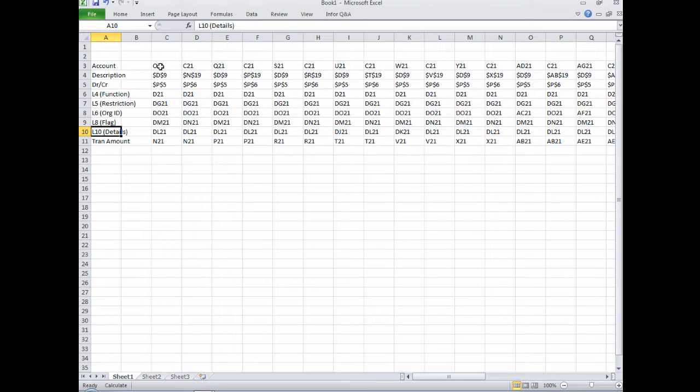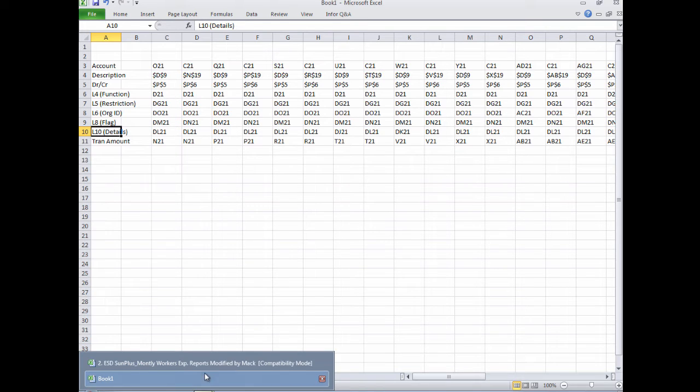So this is the account being debited, this is the description, this is where it's finding out whether it's a debit or credit, this is where it's finding out if it's the function, restriction, org ID, flag details, and so forth. Now don't get confused, this is just a recap page I've made that has broken apart the very complex and sort of hard to follow mapping over in the ledger import mapping. And so we'll go back and look at that.